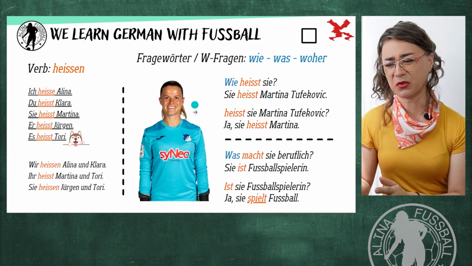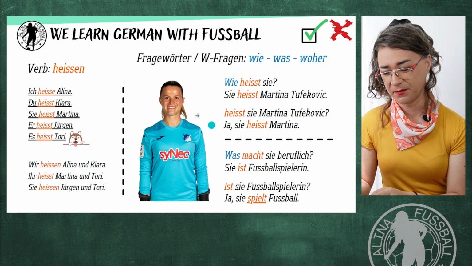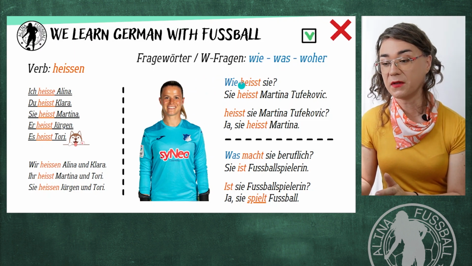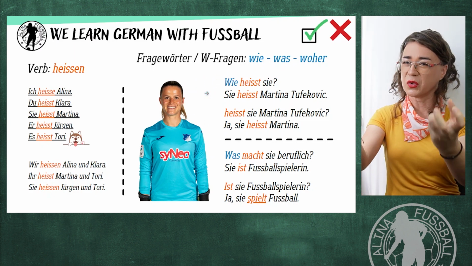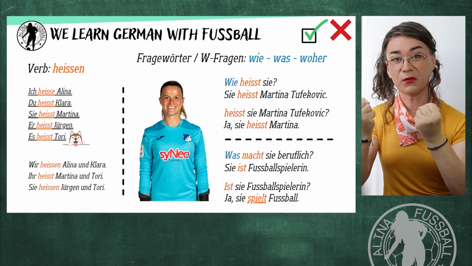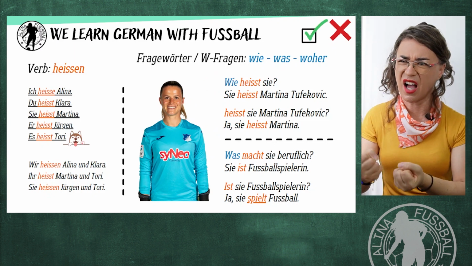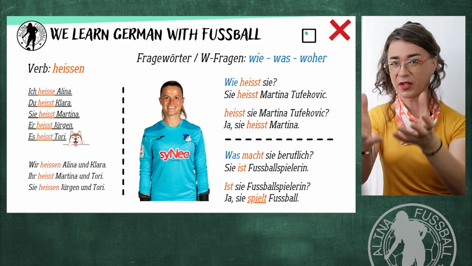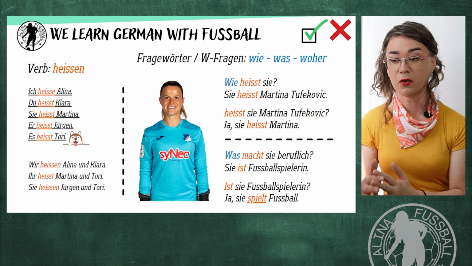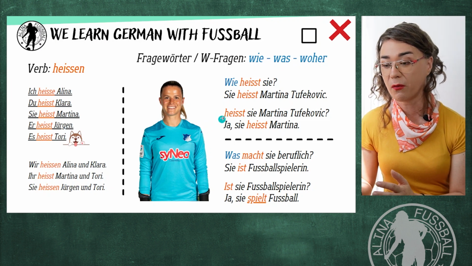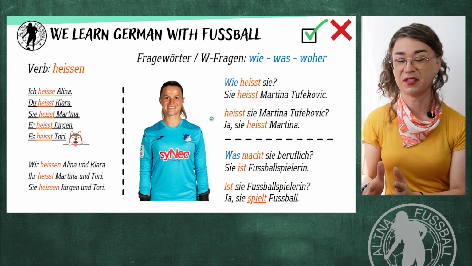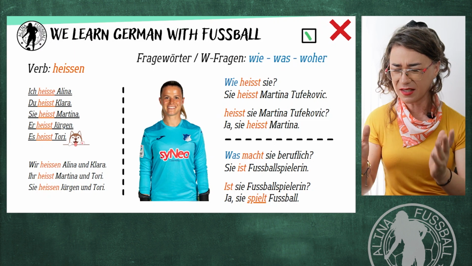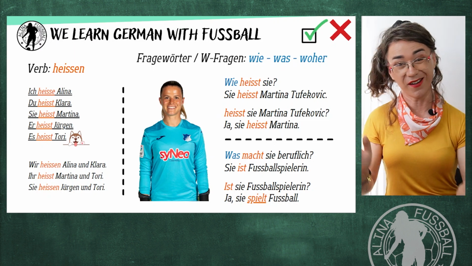What's the difference between these two questions? In number one, with the w-Frage, we are trying to get new information, like wie heißt sie? I don't know her name, right? So we're trying to get information. Instead, in number two, we want to corroborate that her name is Martina. So, heißt sie Martina? Ja, sie heißt Martina.